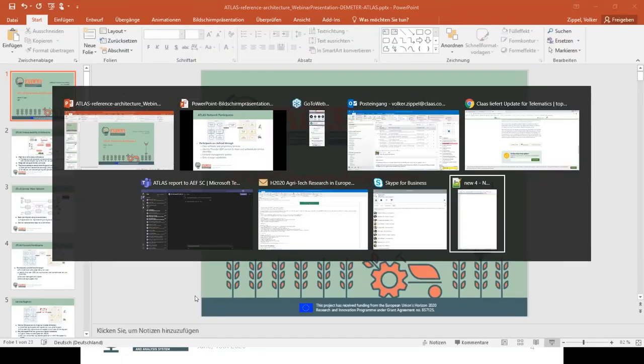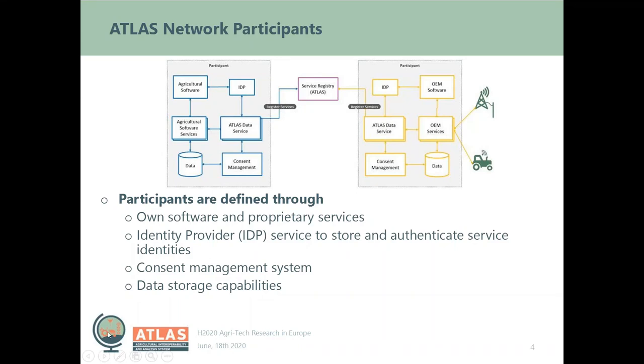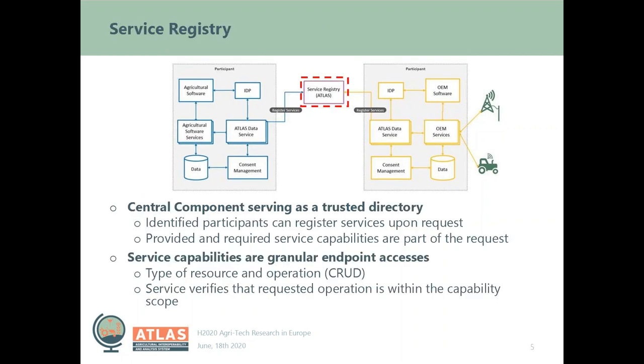So it keeps their sovereignty, but that brings up the need for participants to bring some things as well that we do not see the ATLAS network providing. So for example, a proprietary service from their own data services, an identity provider, consent management systems, and data storage capabilities, which will still be placed in the participants themselves. So only the connection between them will be regulated or organized through an ATLAS data service.